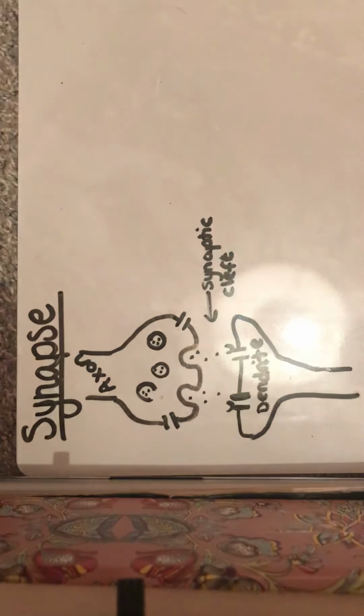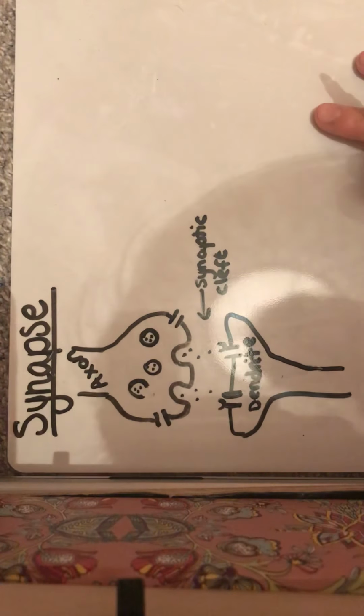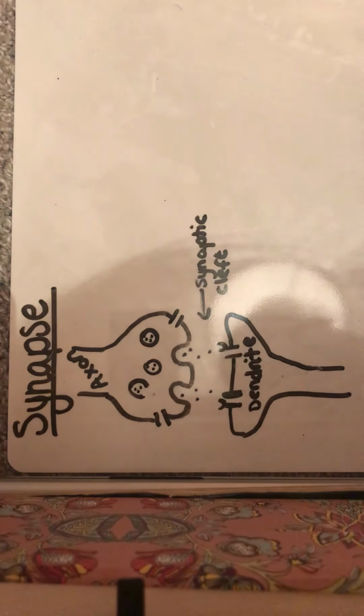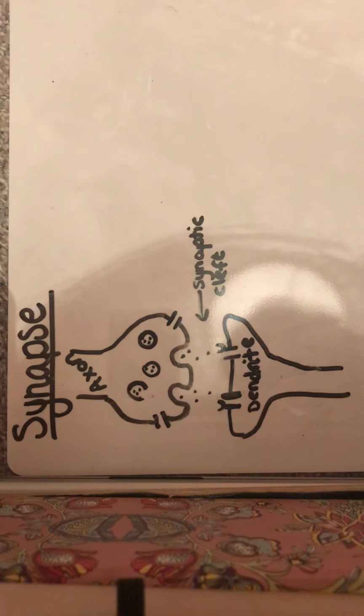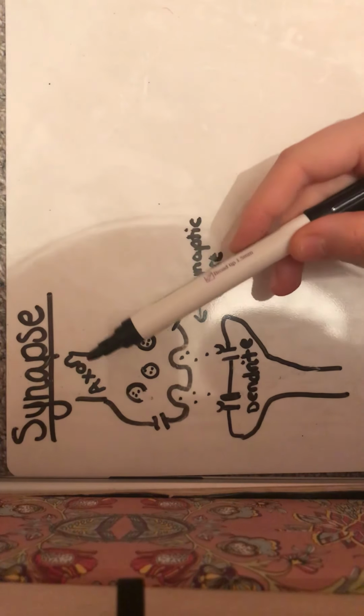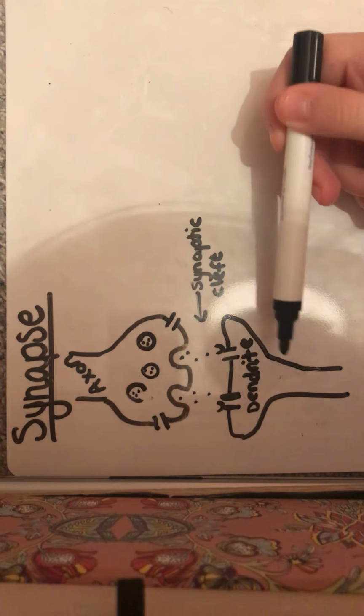Okay, so this video is going to be on synapses. I'll use some specific examples of acetylcholine, which is what we're going to need to know as the examples they're going to use in the exam. So what we've got here, we've got the axon, the synaptic cleft and the dendrite.